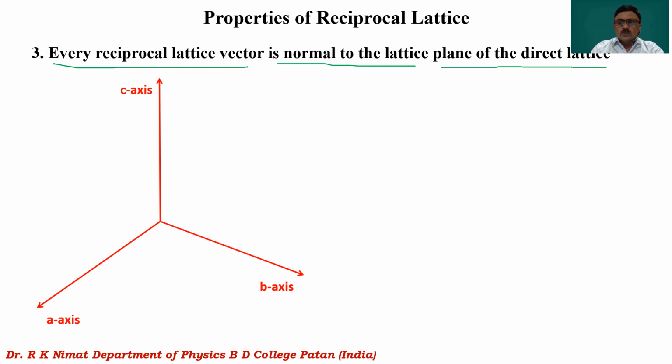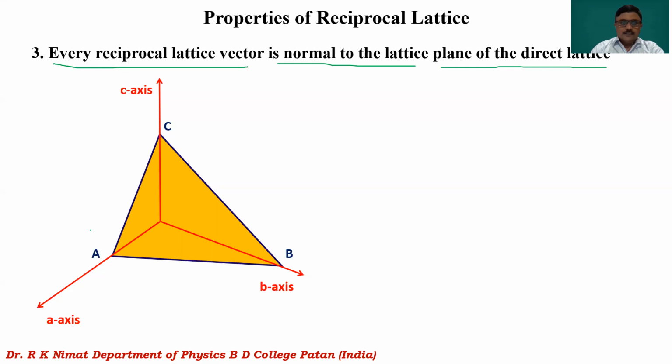Now, as usual, we consider the crystal plane ABC, and this crystal plane makes intercepts a by h along the A axis, b by k along the B axis, and c by l along the C axis. So h, k, l are the Miller indices of this crystal plane, and a by h, b by k, and c by l are the intercepts made by the crystal plane along the three axes respectively.